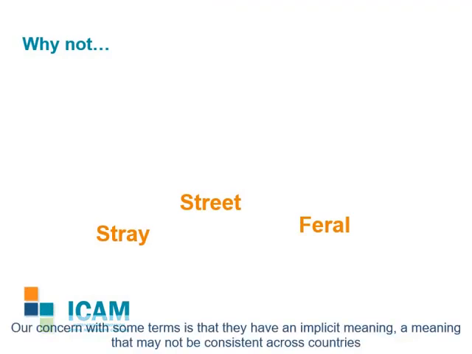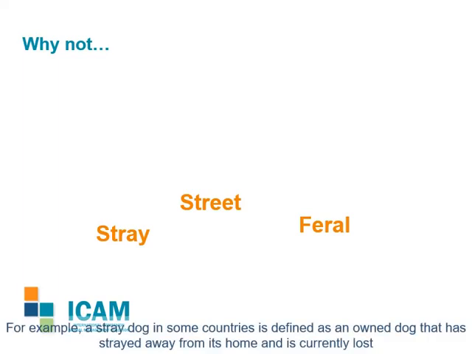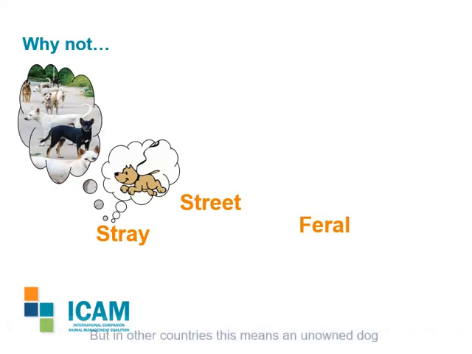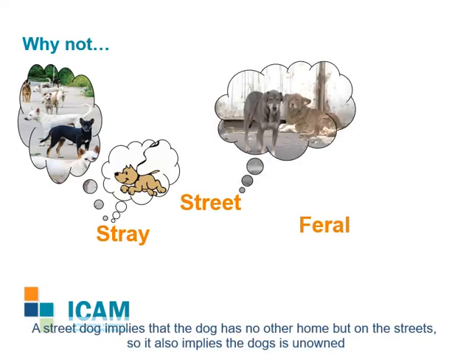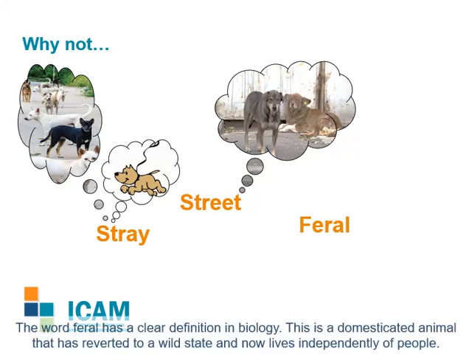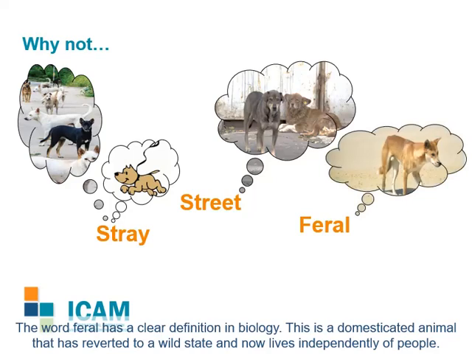Well, our concern with some terms is that they have an implicit meaning, a meaning that may not be consistent across countries. For example, a stray dog in some countries is defined as an owned dog that has strayed away from its home and is currently lost. But in other countries, this means an unowned dog. A street dog implies that the dog has no other home but on the streets, so it also implies the dog is unowned. The word feral has a clear definition in biology.